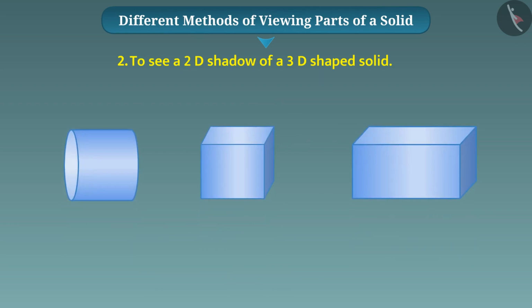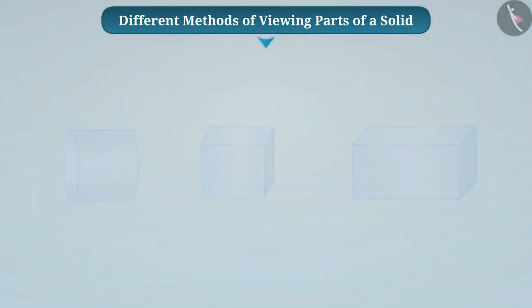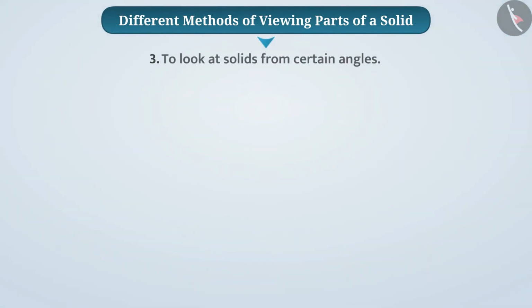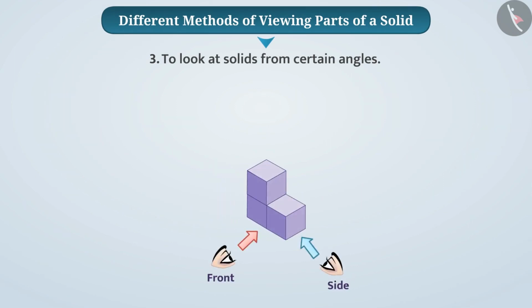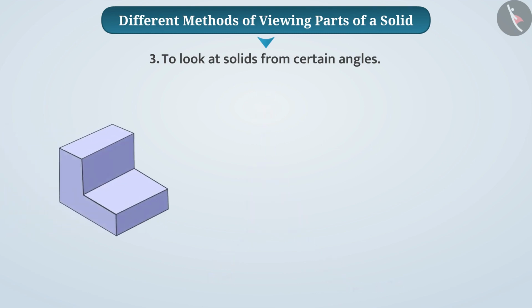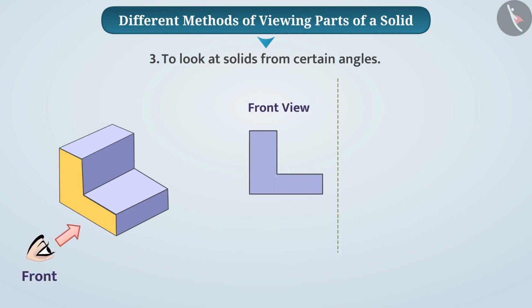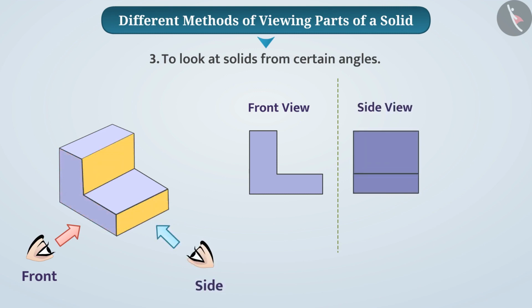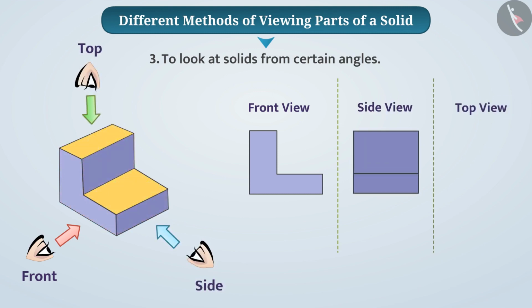The third method of looking at different parts of solids is to look at them from a certain angle. For that, we view the solid from the front or from the side, that is, laterally, or from the top. Then we draw the shape of the visible scenes. Like, look at this figure. When viewed from the front, we get the front view in this way. Similarly, when we look sideways, we get the side view in this way. And when viewed from above, we get the top view in this way.